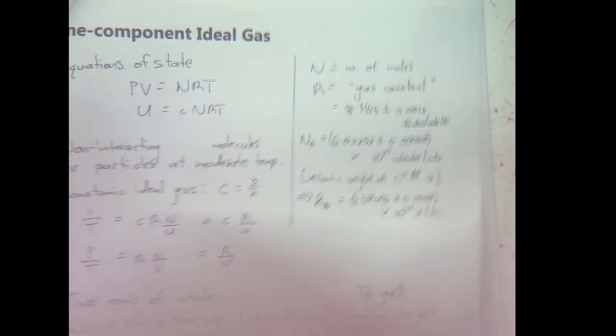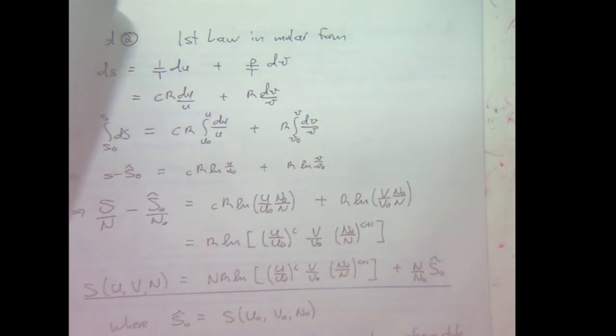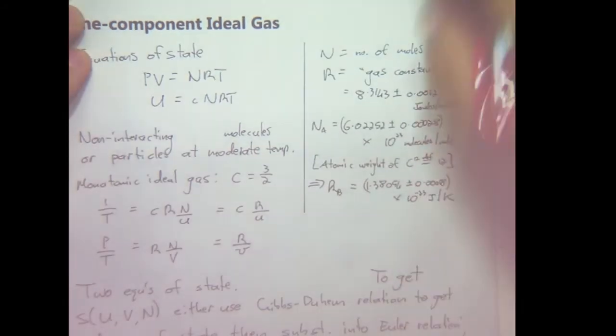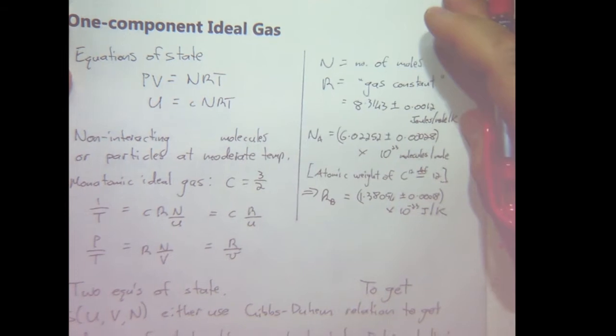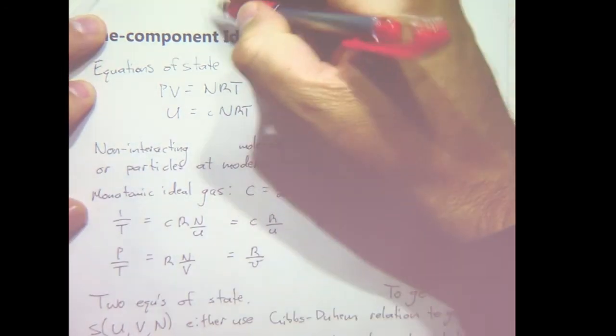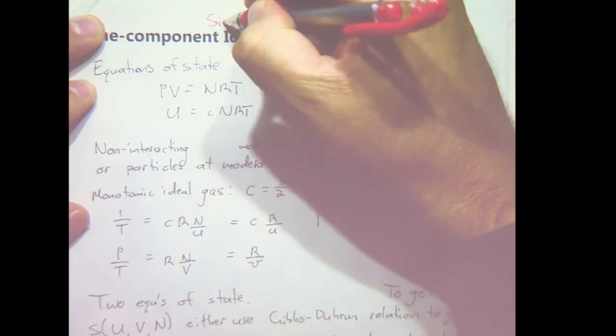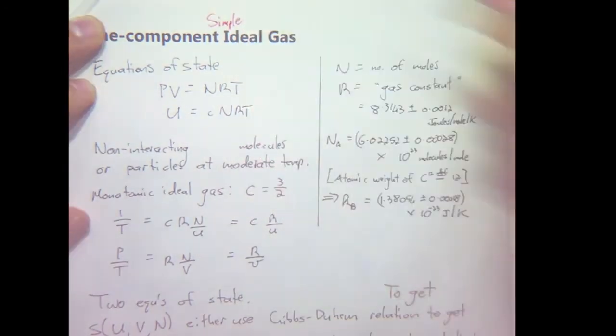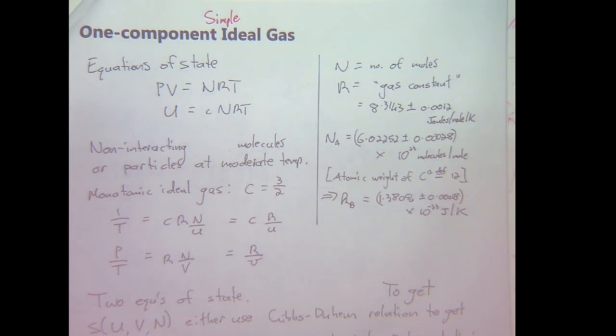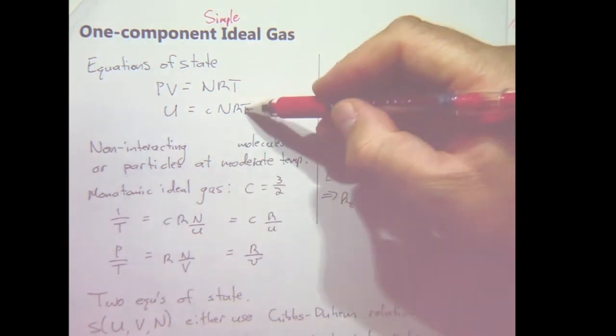Okay, just before we have a break, we'll look at one more example, and that's the one component ideal gas. And this is what Callen actually calls a simple ideal gas, because U is proportional to T.